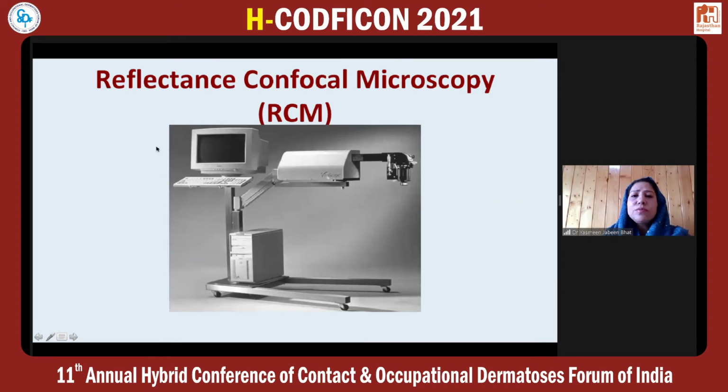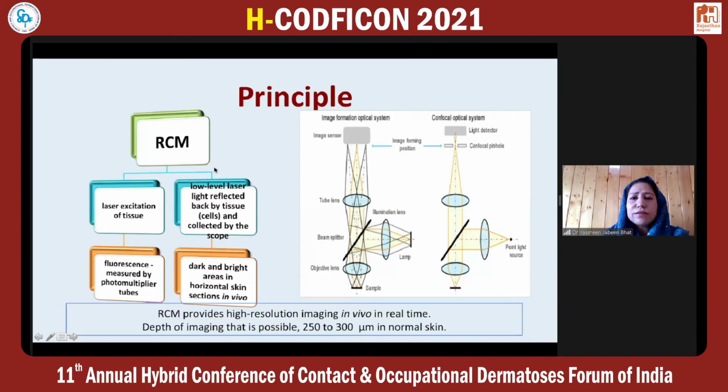So we have another modality, that is reflectance confocal microscopy. Its principle depends on the laser excitation of the tissue, and the reflected light is measured by photomultiplier tubes. All this leads to dark and bright areas in the horizontal sections of the skin in vivo.